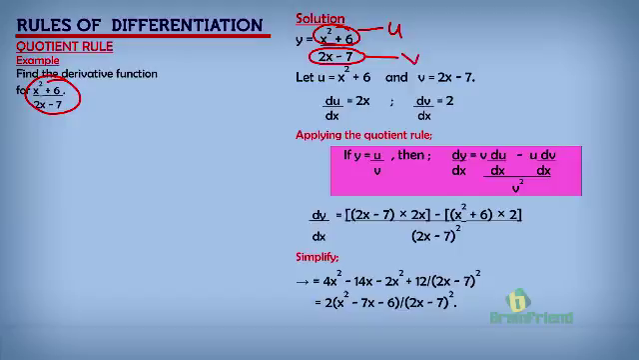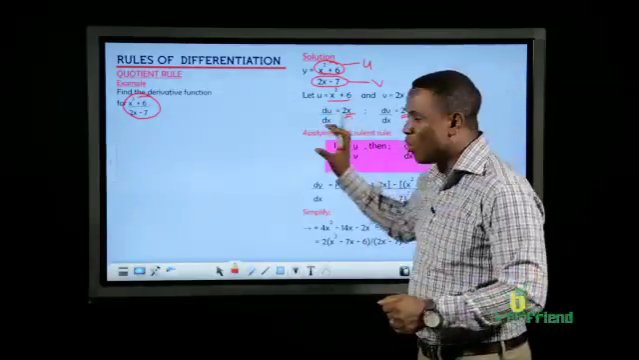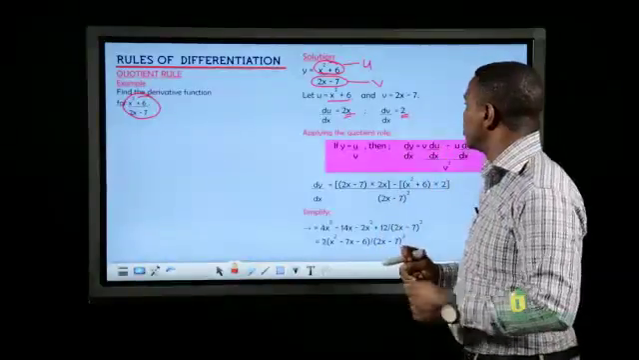du dx would give us 2x. That is, if we found the derivative of u, which is our function, that is x squared plus 6, we would have 2x. While dv dx, that is the derivative of v, which is 2x minus 7, would give us 2. So again, we have all the values that we need to plug into our equation.